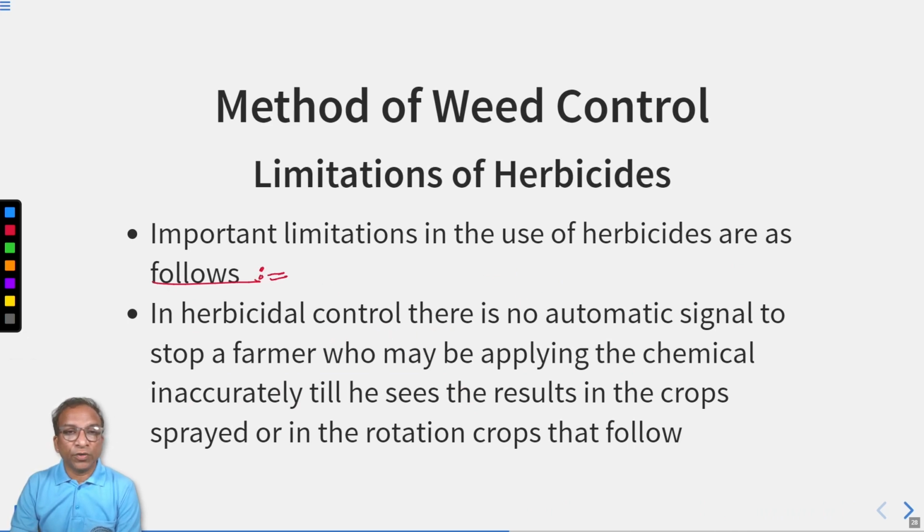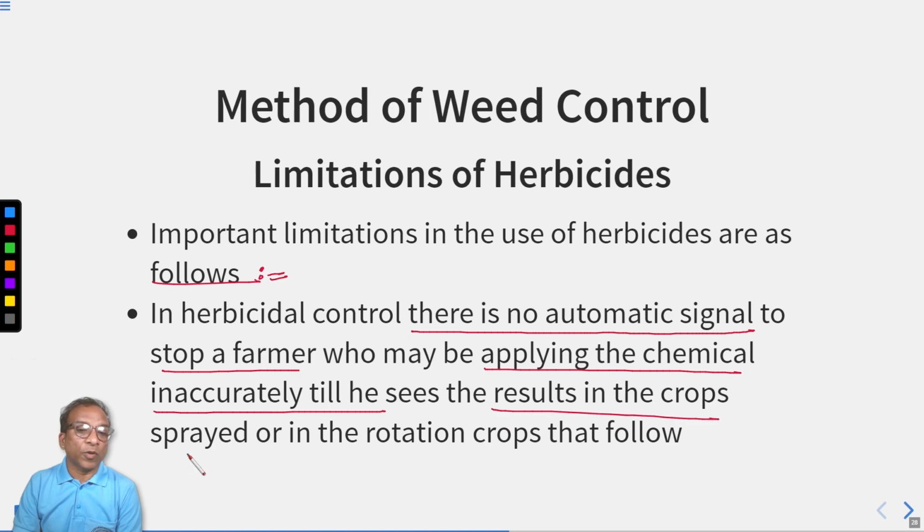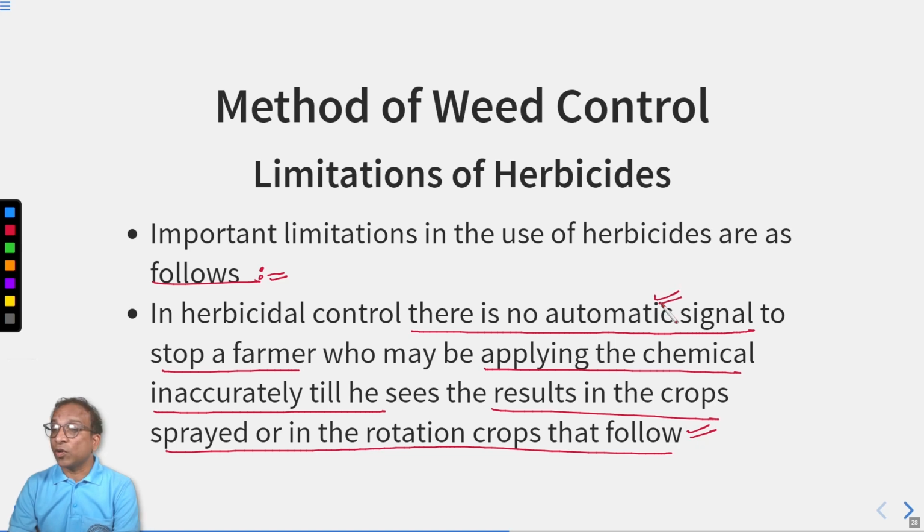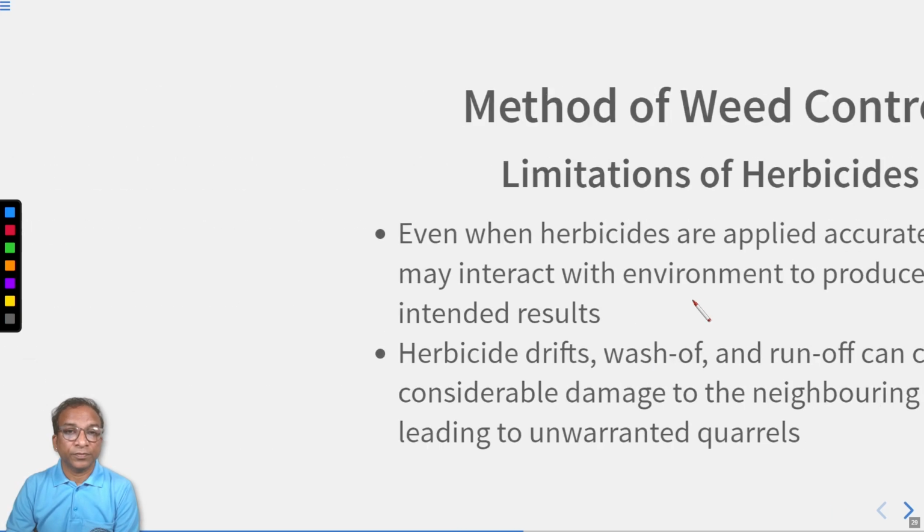In herbicidal control, there is no automatic signal to stop a farmer who may be applying the chemical inaccurately, till he sees the results on the crop sprayed or in the rotation of the crop that follows. There is no automatic signal that this much amount of spray is okay for removal of the weeds from the cropland. How many chemicals he is applying and for how much time, we do not get any signal.